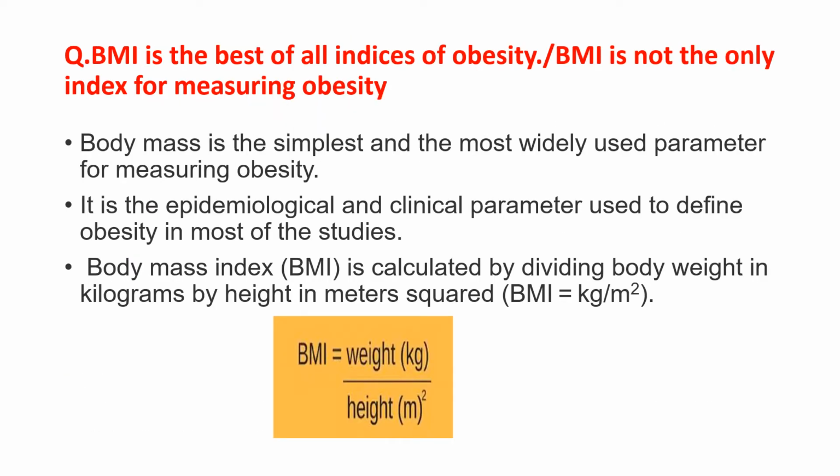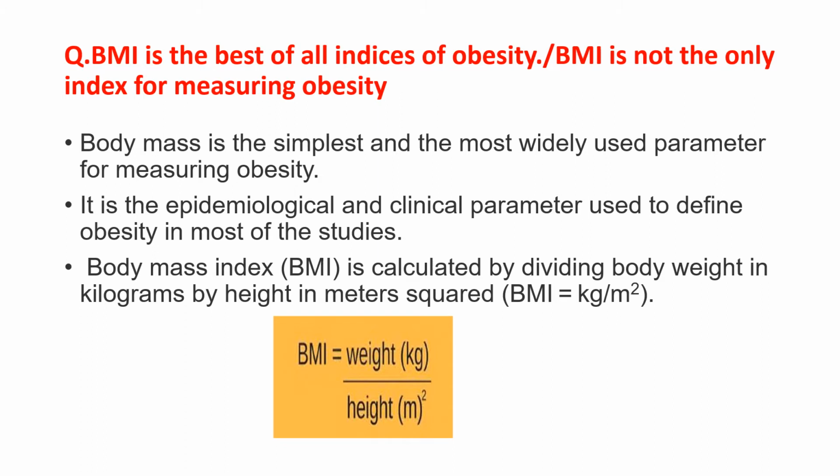So now let's get back to another very commonly asked question. Is BMI the best of all indices of obesity? And there is one very contradictory question asked about the same index. That is, BMI is not the only index for measuring obesity. Well, coming to BMI, as you all know, body mass index is the simplest and most widely used parameter for measuring obesity. It is the epidemiological and clinical parameter used to define obesity in most of the studies.